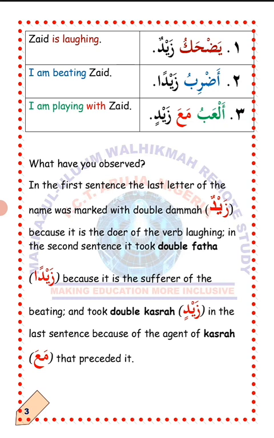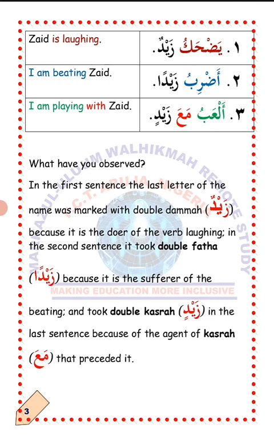So going back to number one, yadhaku Zaid. Zaid is laughing. And the question is, who is laughing? Zaid. So Zaid is the doer of the action. So the last letter of the doer of an action in Arabic is indicated by Dhamma appearing on the last letter. So Dhamma appearing on the last letter is one of the signs that represent the doer of an action in Arabic. لعلك فهمت? I hope you understand.